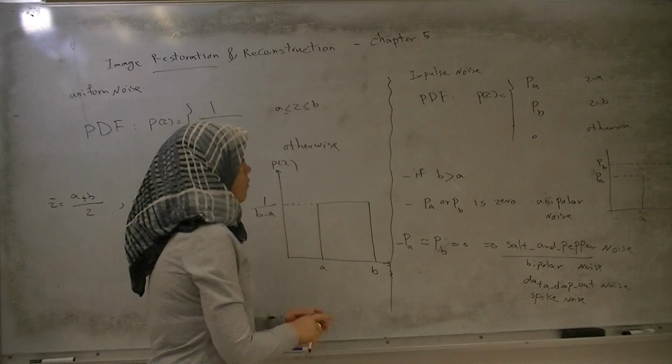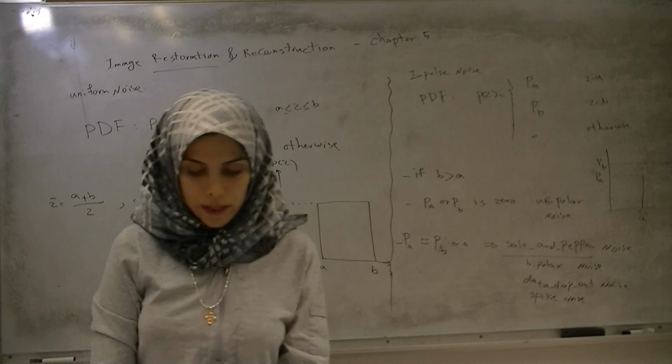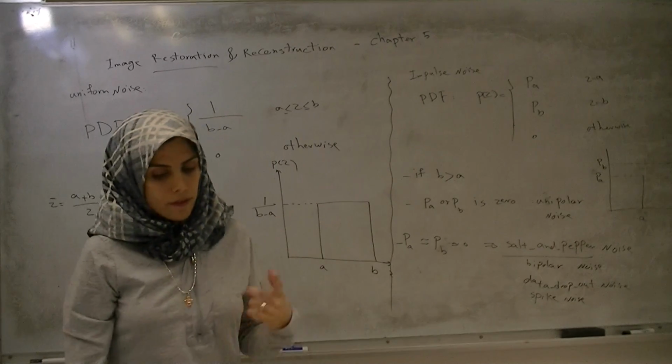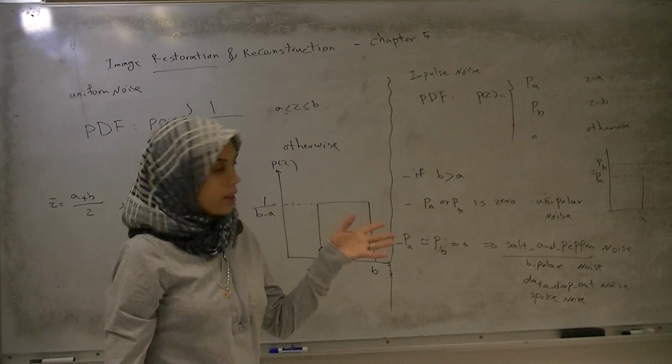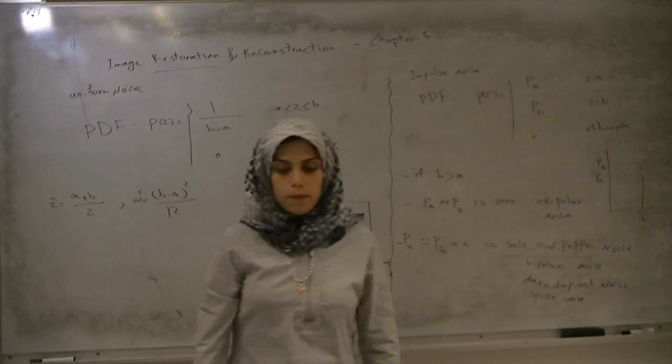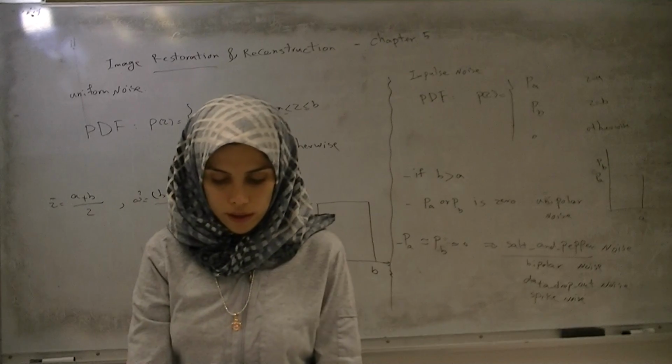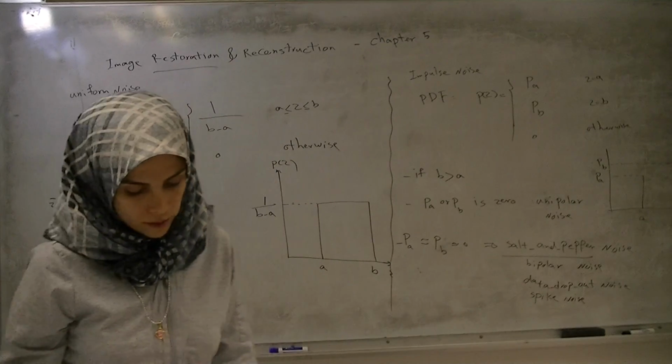And also for the salt and pepper, if we have the negative impulses, we call it pepper or black, and if it's positive, we call it salt or white.